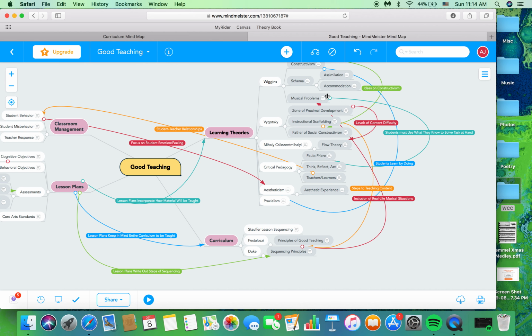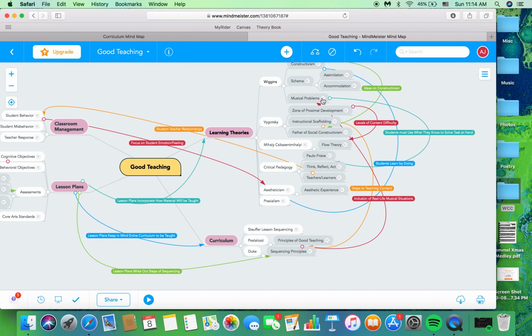I related musical problems to thinking, reflecting, and acting because I wrote that students must use what they know to solve the task at hand. So in critical pedagogy, students are given a problem, just like a musical problem. They have to think about the situation. They have to use what they know to try and solve the issue or the situation that they're given. And then once they think they've solved it, they reflect on it and on their answer. And then they actually go and act out and solve the problem.